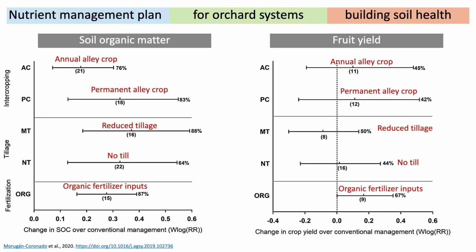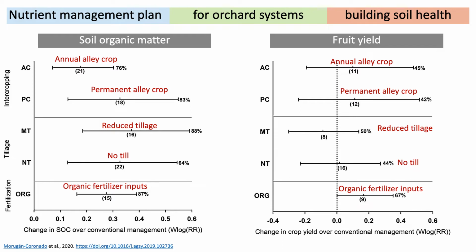And I just wanted to throw up this slide right here because this does pertain to tree-based systems. This is the last slide where we look at different practices that would increase soil organic matter. So if it's alley cropping, annual permanent, reduced tillage, organic fertilizer inputs, all of these in this particular study increased soil organic matter. This is a meta-analysis, which is like a summary of lots of experiments.